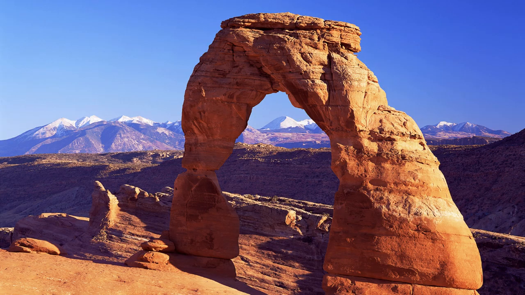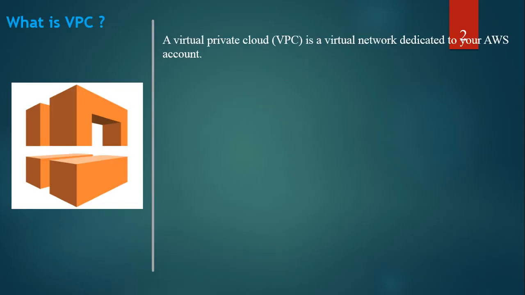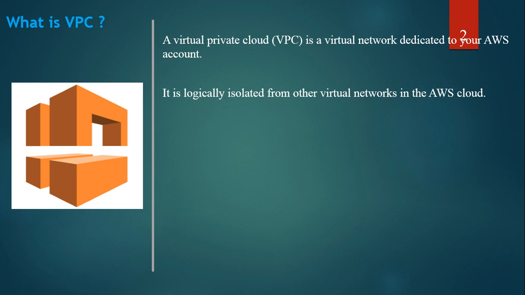So, what is VPC? VPC derives from virtual private cloud, and you all are aware that AWS is a public cloud. So you are setting up your own private cloud, or your own personal network, and within that network you can create your resources and work like it is your own LAN. It's a virtual network dedicated to your AWS account and is logically isolated from other virtual networks in the AWS cloud.